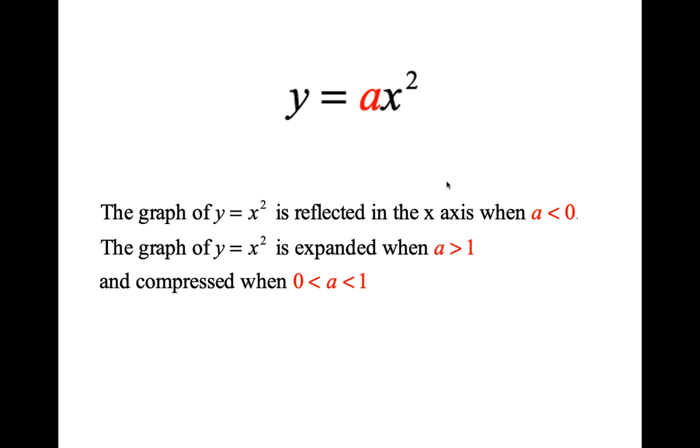So the instructions for this one are here. You can pause the video and just write down these instructions if you like. It shows us that when this number is smaller than 0, it's a reflection in the x-axis. When it's greater than 1, the graph is stretched upward. And when it is a fraction, like 1/2 or 1/4, it is, we say, compressed, so it's flattened.